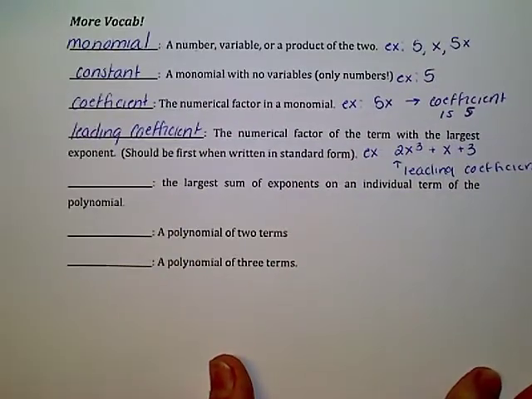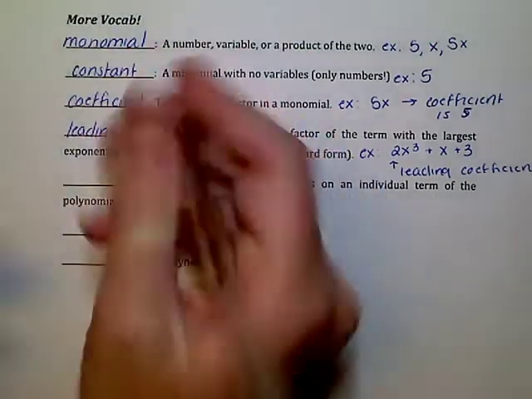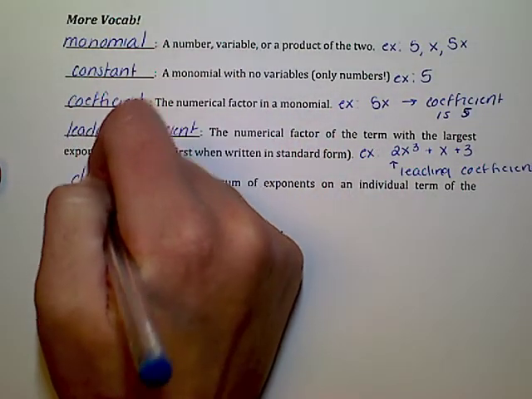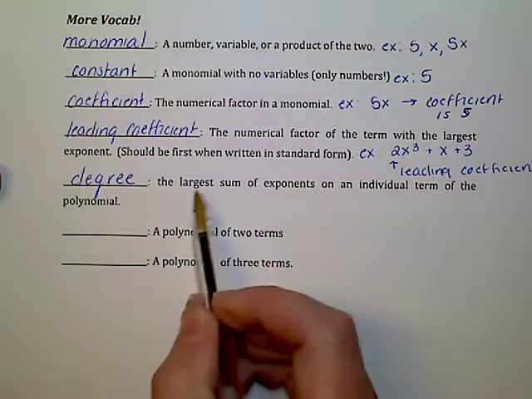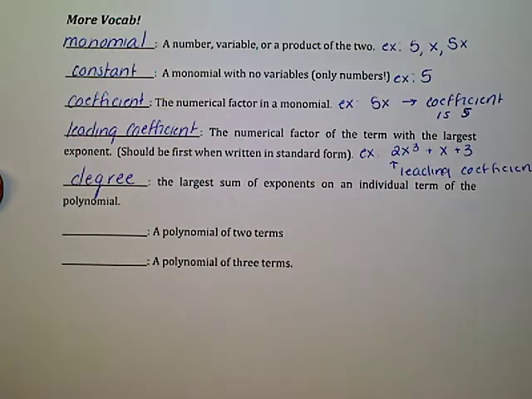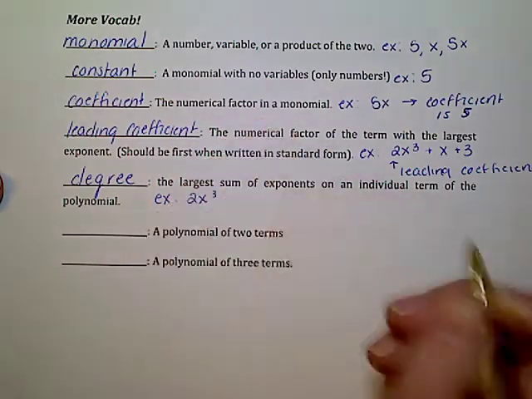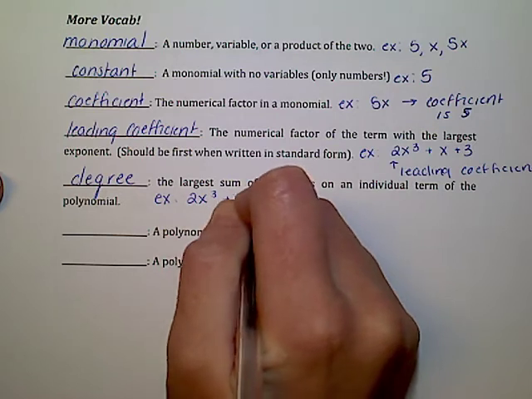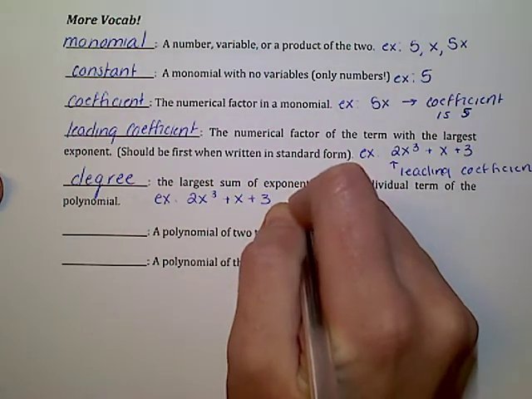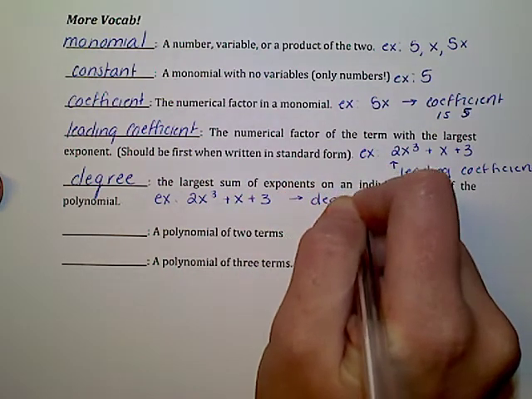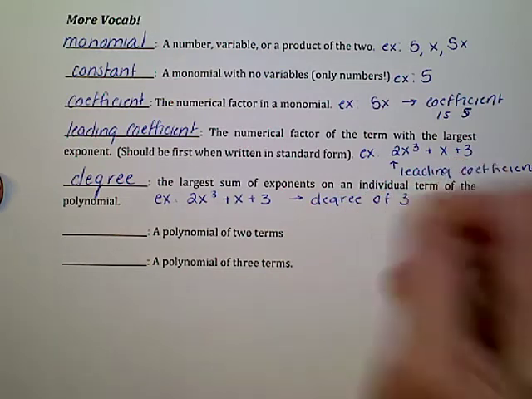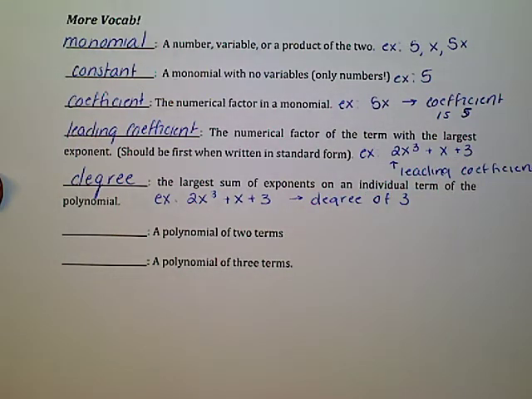Another very important word is going to be the word degree. It is the largest sum of exponents on an individual term of the polynomial. So for example, if I look at that polynomial that I just wrote above, this has a degree of 3. It's the term that has the highest exponent on it.